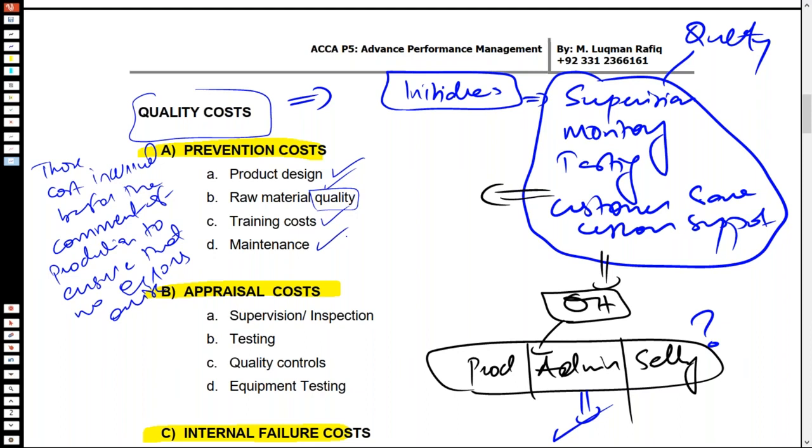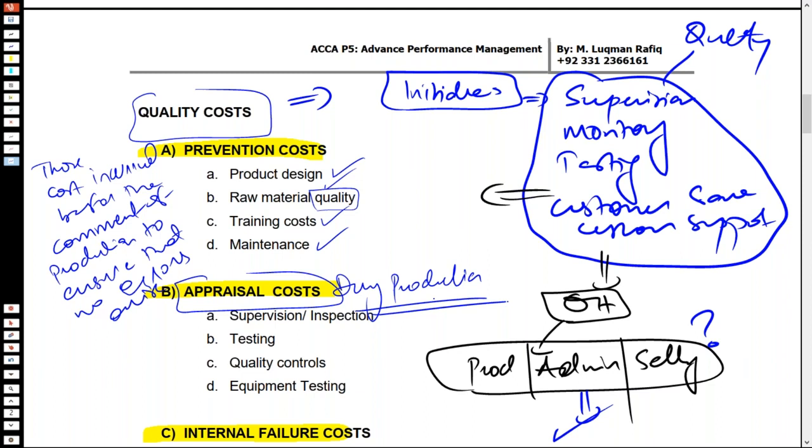Now, the next thing that you need to understand is that there is this quality appraisal cost. When I talk about the concept of quality appraisal, what exactly do you mean by quality appraisal? The quality appraisal costs are those costs which are incurred during the production phase just to make sure that no issues arise with respect to quality. That is going to be considered as what? That is going to be considered as your quality appraisal cost.